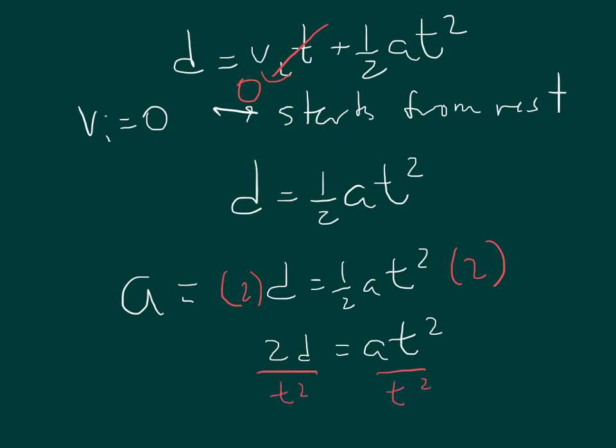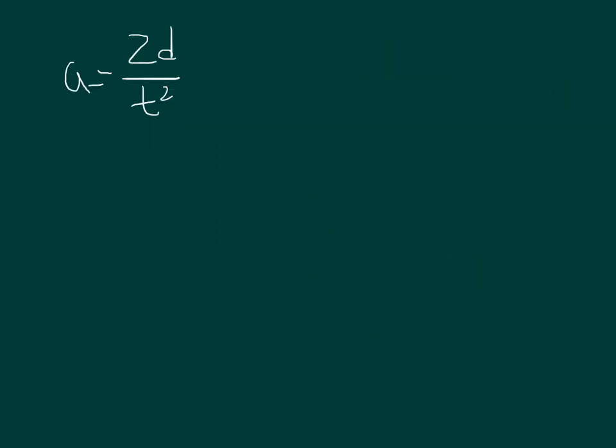And let me start a new page because I'm running out of room. That leaves us with this formula: A is equal to 2D over T squared. And the units for this, remember, it's acceleration, so it's meters per second squared. If I wanted it in terms of, actually let's solve it for T.